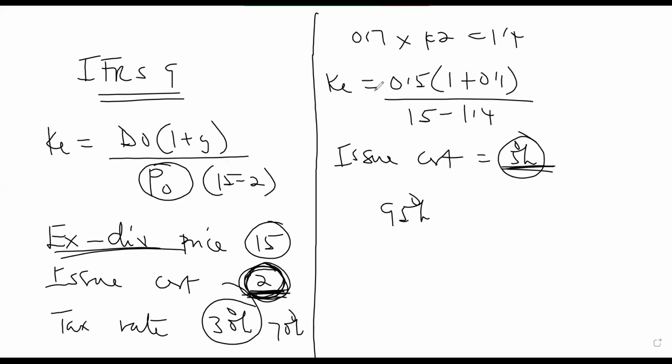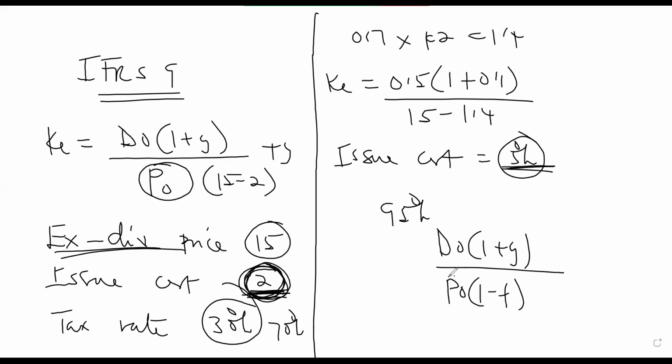So what we do is that we have the D0 into bracket 1 plus g over the P0. For the P0, what we do is we do 1 minus F. The F over here is the issue cost rate. So you see that if you are incurring an issue cost of 5%, then it means that you are returning only 95% of the price, which is 15 cedis. So what we do is we do P0 into bracket 1 minus 0.05, and that will give you the 95%.